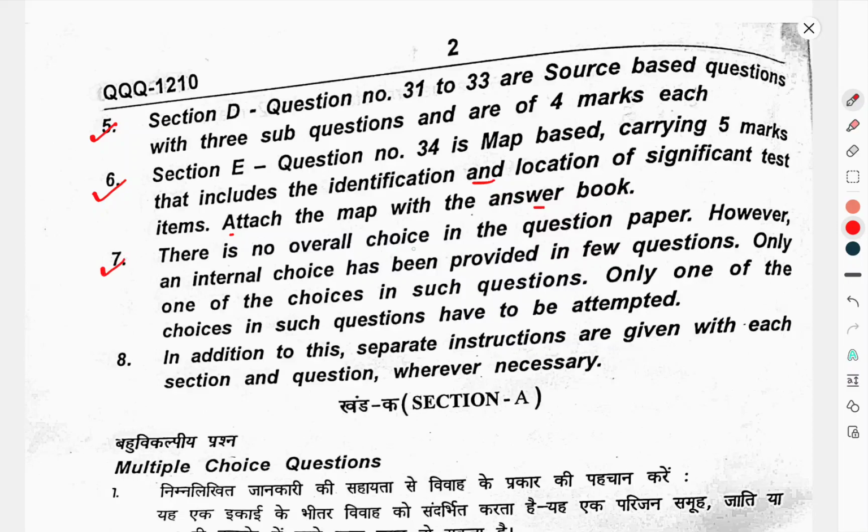There is no overall choice in the question paper. However, an internal choice has been provided in a few questions. Only one of the choices in such questions has to be attempted. In addition to this, separate instructions are given with each section and question wherever necessary.